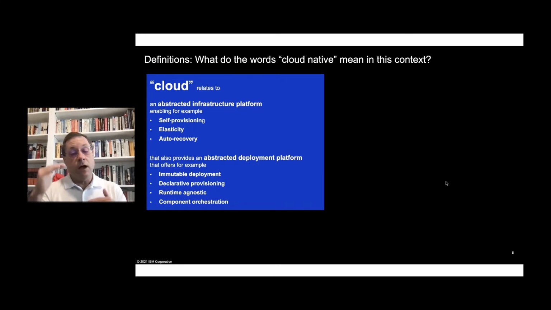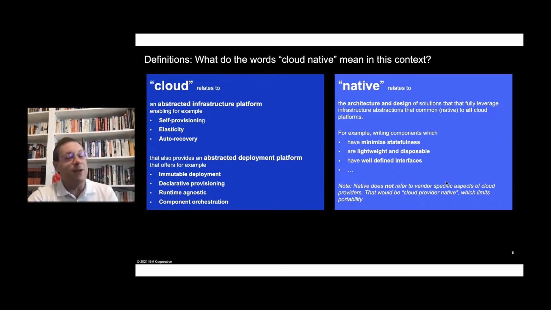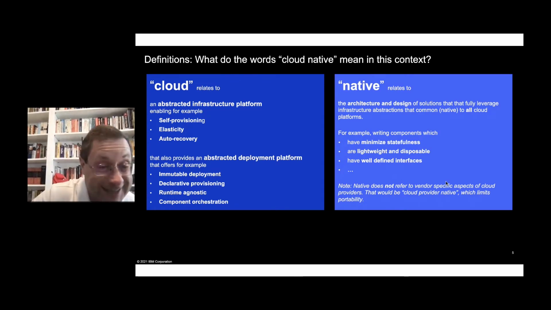That gives you a way to deal with all of these pieces in such a way that you can have immutable deployments, be declarative in the way you provision things, but also be agnostic to some of the technology details of the runtimes. So if that's what we mean by cloud, that we're being very specific on those attributes, then what does native actually mean for us? Well, native means you have to be able to take advantage of those pieces.